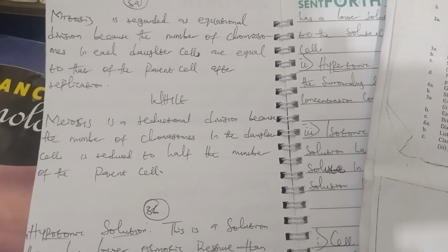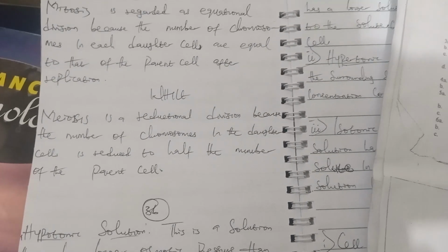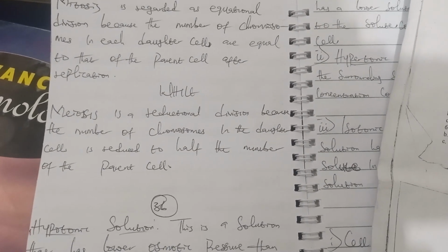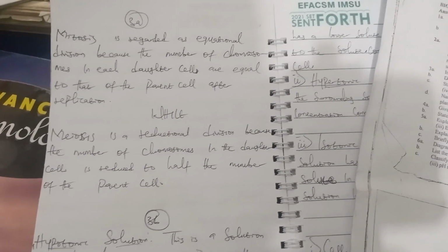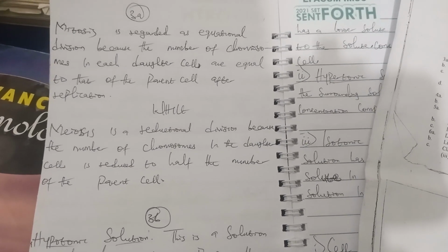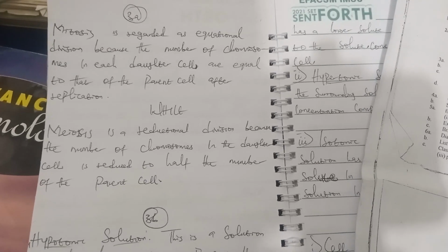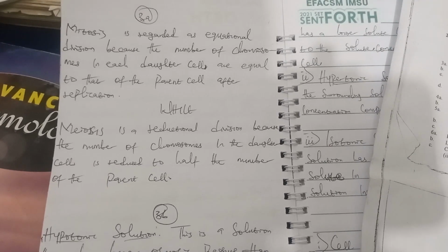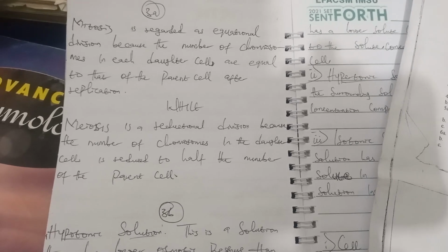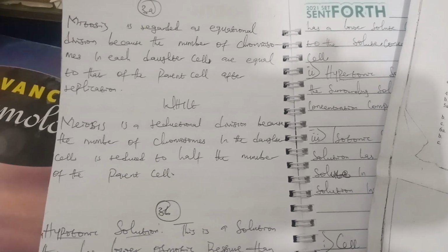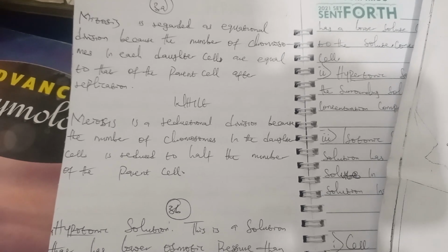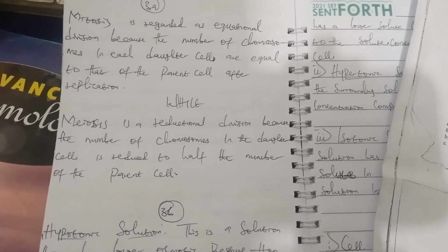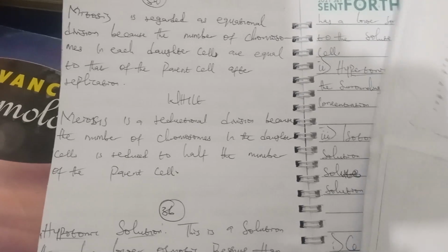Number 3A, the question says, why, in one sentence, is mitosis regarded as equational division and meiosis as reductional division? Now we say that mitosis is regarded as equational division because the number of chromosomes in each daughter cell is equal to that of the parent cell after replication, right? We answered this question last time. While meiosis is a reductional division because the number of chromosomes in the daughter cell is reduced to half the number of the what? The parent cell.